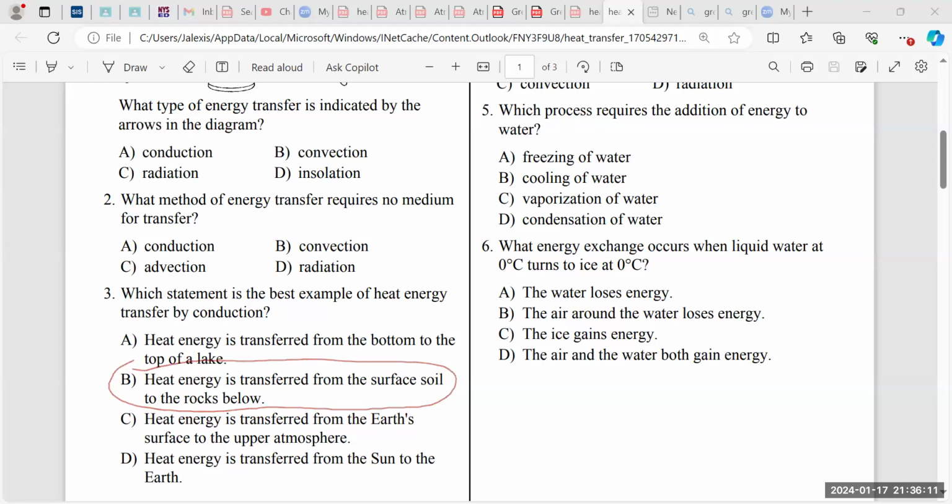Heat energy is transferred from the soil to the rocks. This is the only thing that's showing heat energy by contact. Heat transfer by contact, which is conduction, is the transfer of heat between two objects.